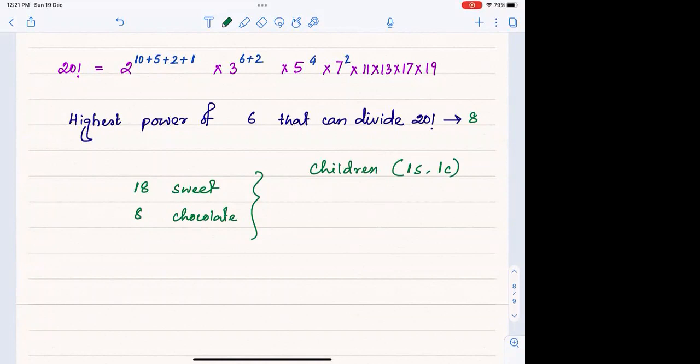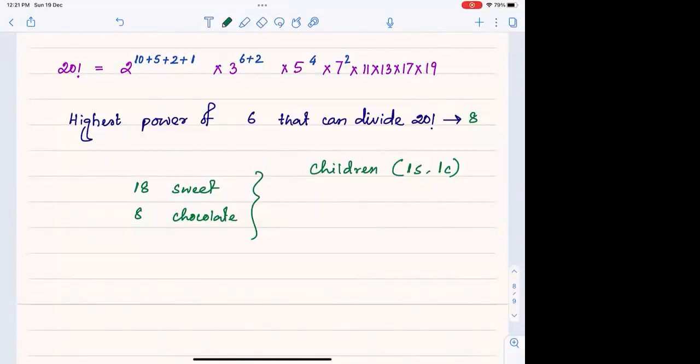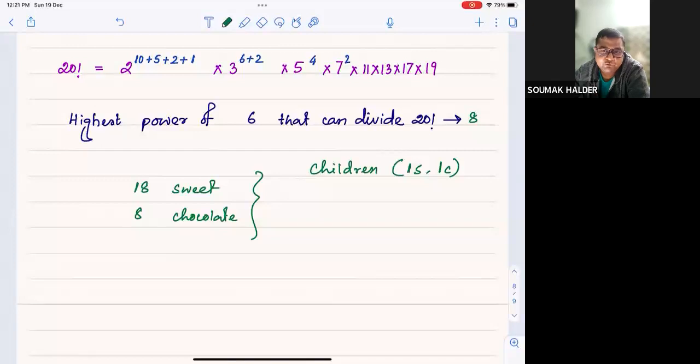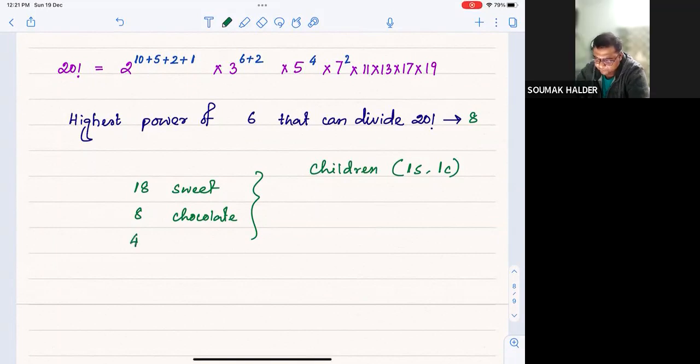How many children can be fed out of your collection? Sir, 8. Why 8? Sir, because each child should have 1 sweet and 1 chocolate. So after 8 children, 8 chocolates will be exhausted. Very good. So though you will have more sweets, you cannot offer them to the children because you are supposed to give 1 sweet, 1 chocolate. Now say along with that, you also have 4 ice creams.